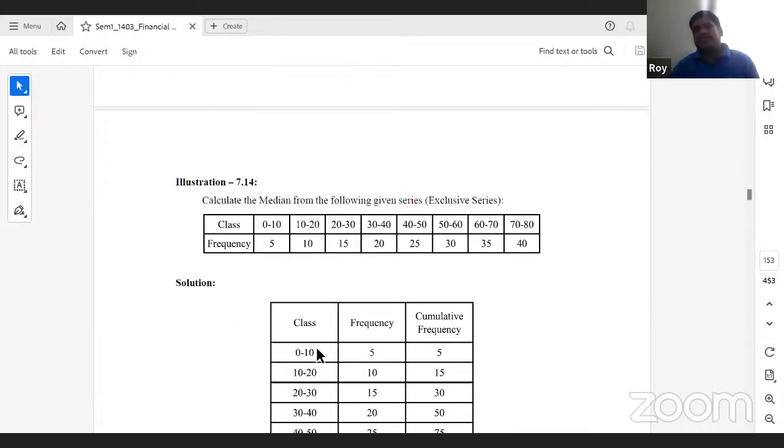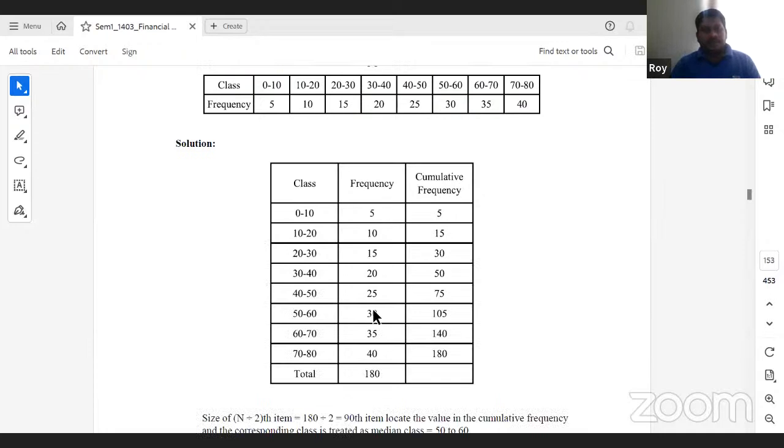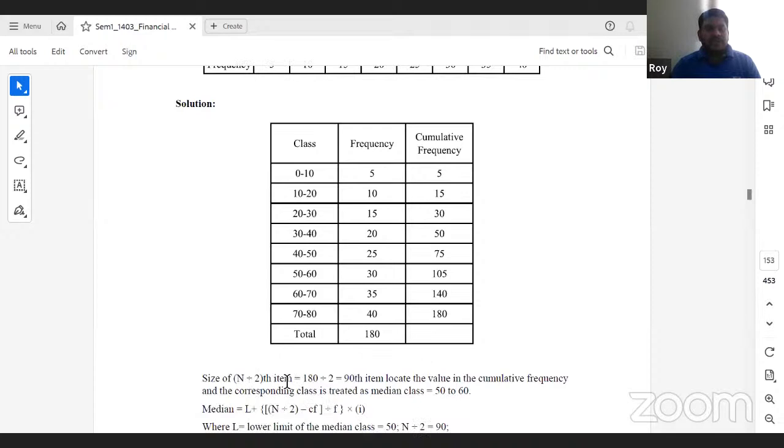When the number is changing, when the type of data is changing, definitely we need to calculate in a different way by using those formulas. Okay, this is the frequency and this is the cumulative frequency, 180. Now n divided by 2th item, 180 divided by 2 is the 90th item located in the cumulative frequency, the 90th item. What should we take?